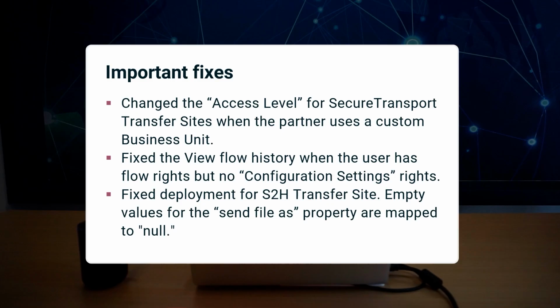For the October release, numerous fixes have been implemented. Access level of SecureTransport transfer sites, which caused a transfer error when accounts belonged to different business units than the default one, the one from connectivity, changed from business unit to public. Fixed the view flow history when the user had a role with only default view flow pattern UI and default view flow privileges. Fixed deployment for S2H transfer site. Empty values for send file as property are mapped to null.